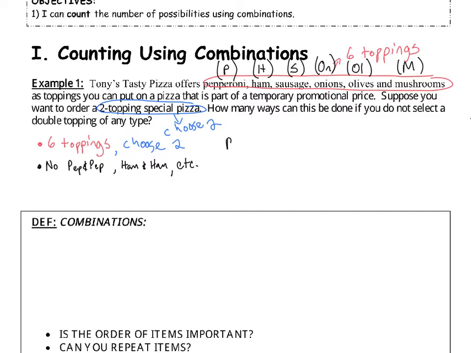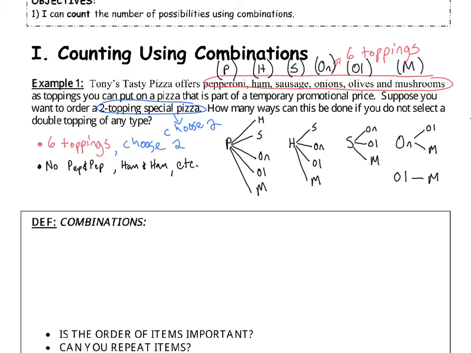So remember, we choose 2 toppings. So that means pepperoni could be used with ham, it could be used with sausage, it could be used with onions, olives, or mushrooms. So this gives me 5 possibilities so far. Next, I'll move on to ham. Ham can be combined with any of the other 4 remaining toppings, sausage, onions, olives, or mushrooms, but we cannot use ham and pepperoni again since we've already counted that possibility. That would be the same pizza. So let's continue this pattern and see how many total possibilities we have.